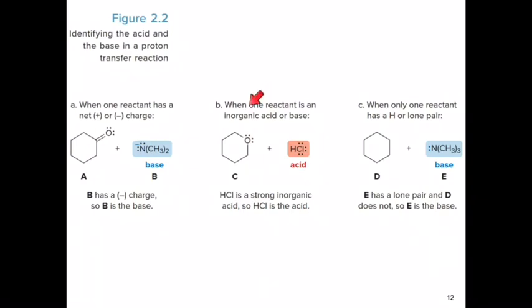The second example here, we have one reactant that is an inorganic acid or an inorganic base. So anything that does not contain a carbon atom is considered an inorganic acid. If they contain carbon atoms, then they could be considered an organic type of acid. So in this case, we have an inorganic type of acid, and this is a strong acid.